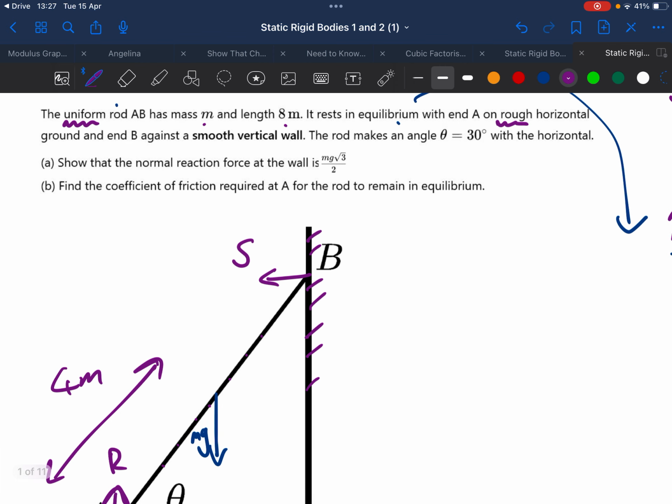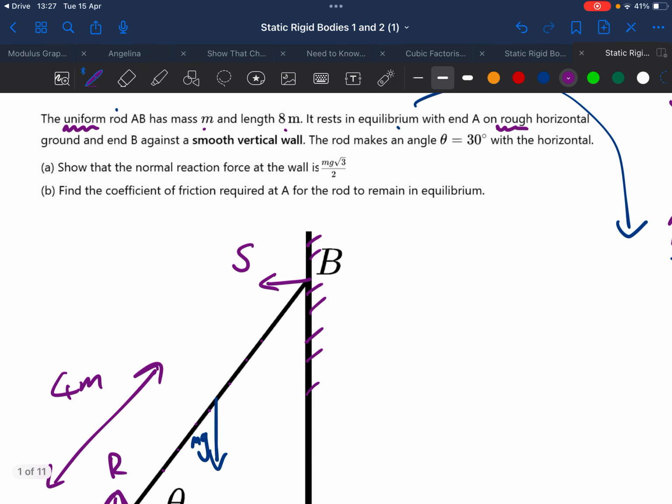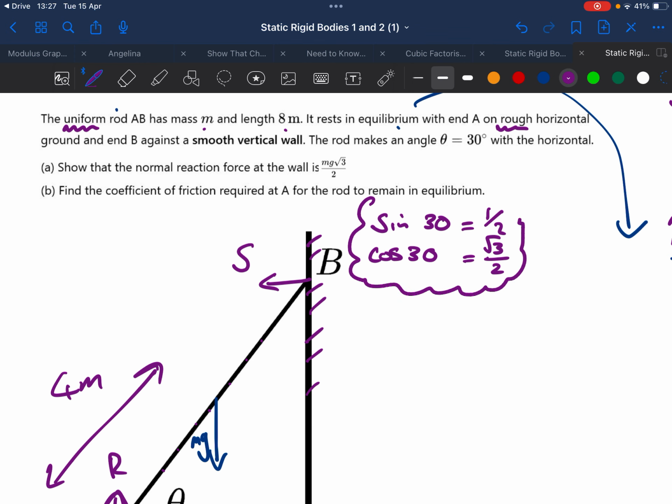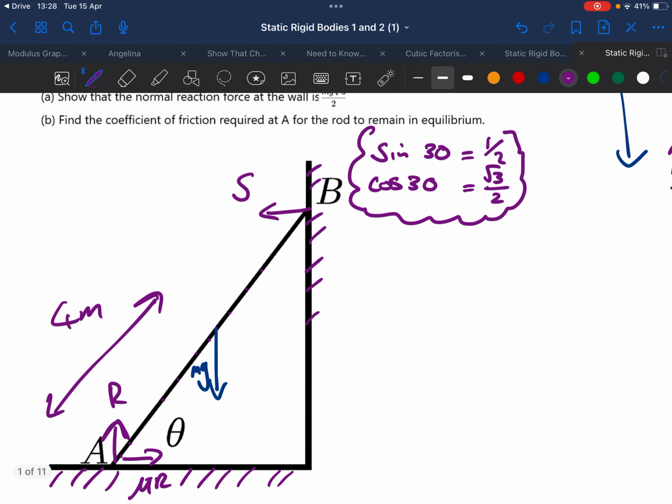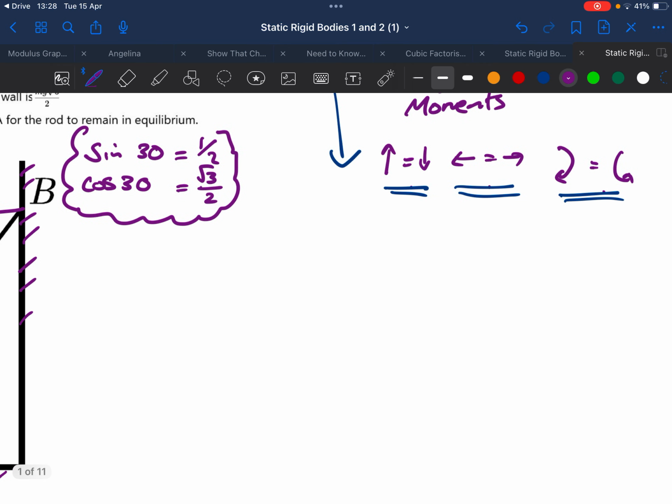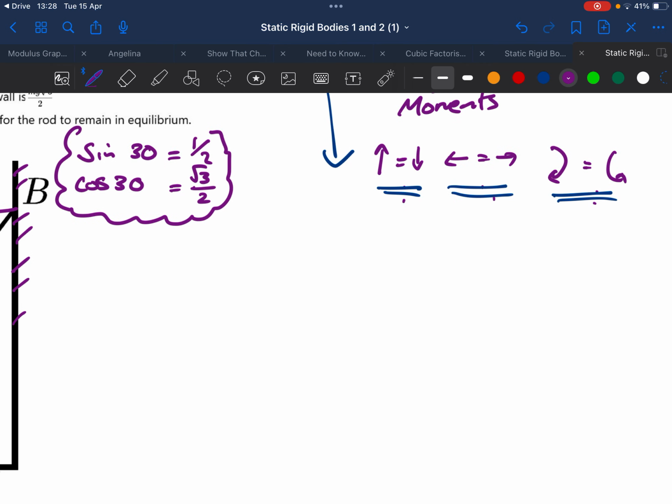It makes a 30-degree angle. Okay, so in these kind of questions, it's often good to just write out your values because you're going to be using these. So that's a half, and that's a √3 over 2. Okay, I think that's it with all the information at the start. So this is the kind of basic diagram. You may wish to draw another 4 on there. This is our basic diagram that I would normally draw. And now we're going to need to move on to our conditions. So up equals down, left equals right, clockwise equals anti-clockwise.